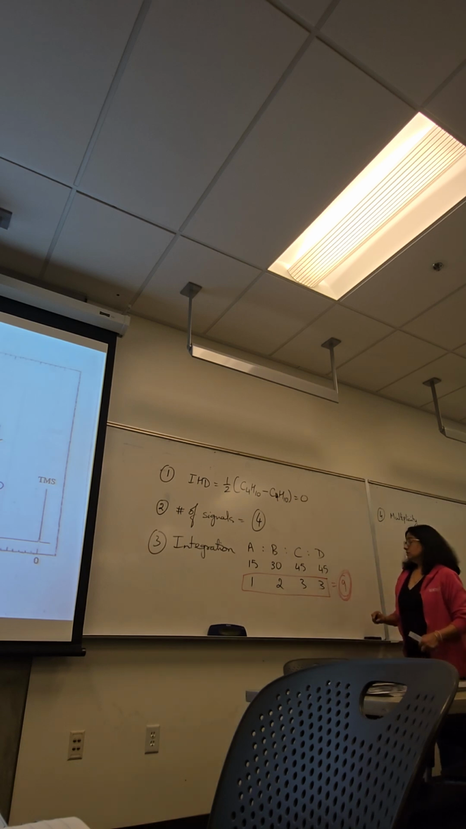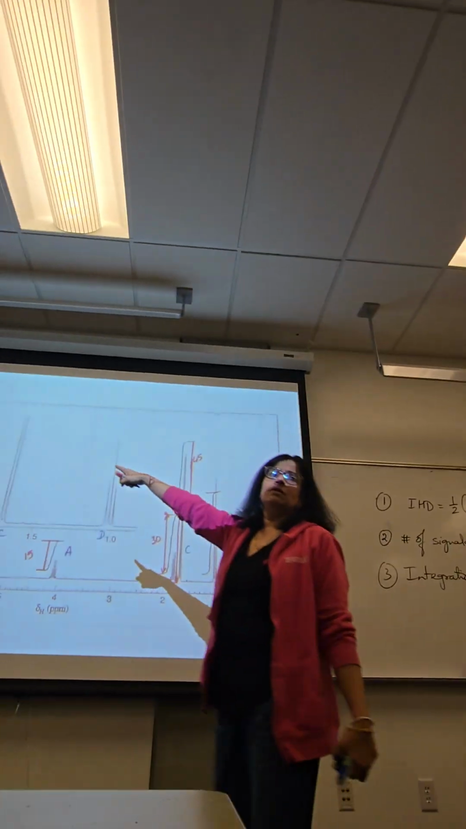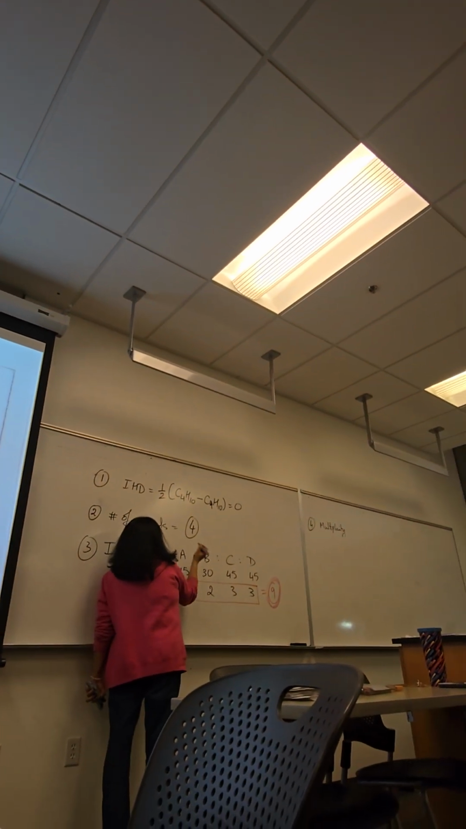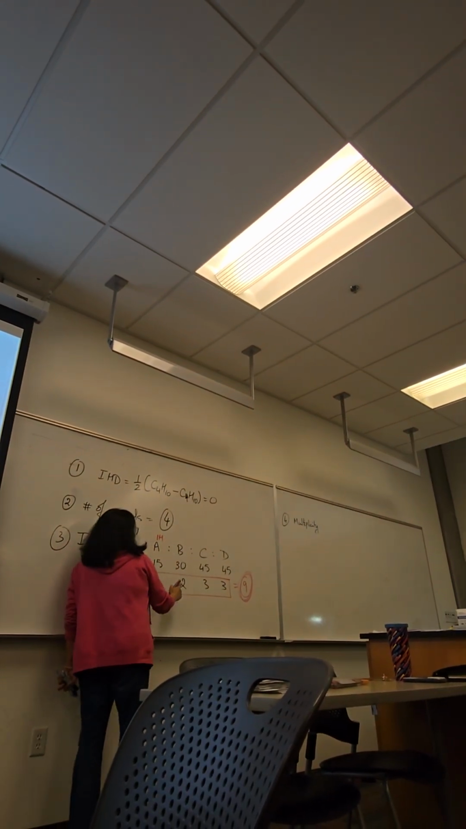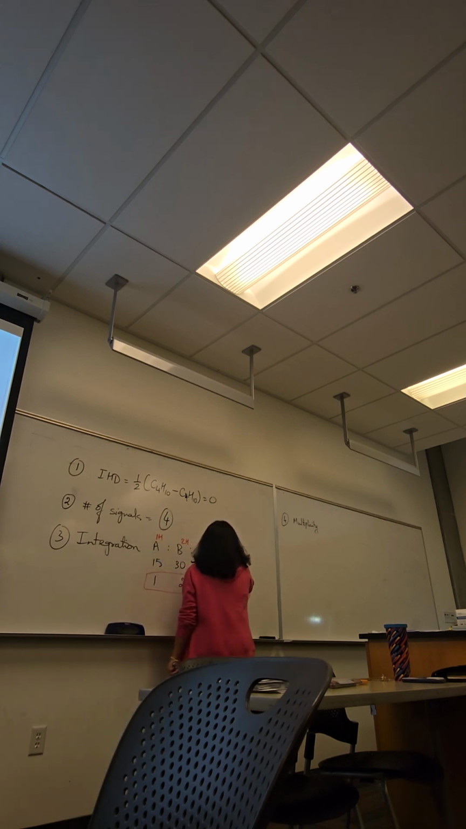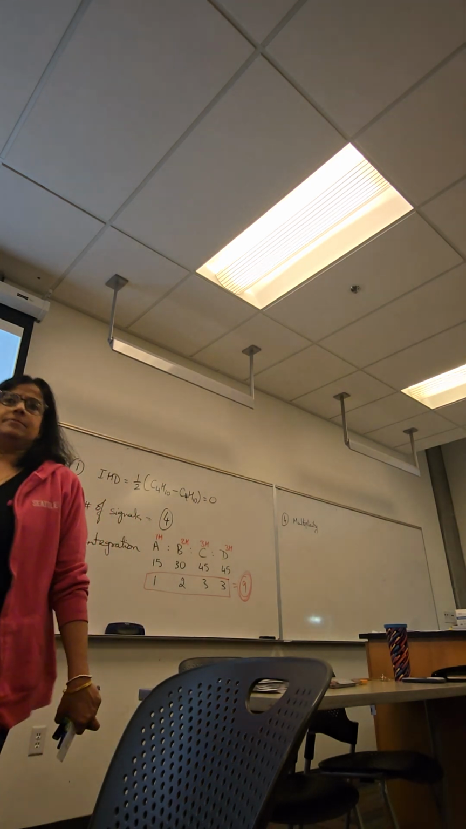Does that match the number of hydrogens in the molecule? Yep. So is it reasonable for us to say that signal A is 1 hydrogen, signal B is 2 hydrogens, C is 3 hydrogens, D is 3 hydrogens? Is that reasonable? Yes. Everybody okay so far?